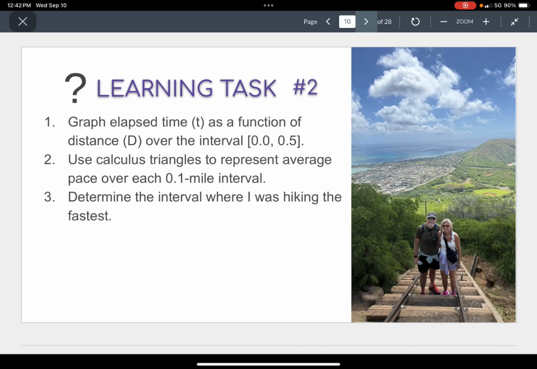Our task is to use calculus triangles to represent the average pace over each tenth of a mile interval, and finally determine the interval where I was hiking the fastest. Pause the video and work the learning task.